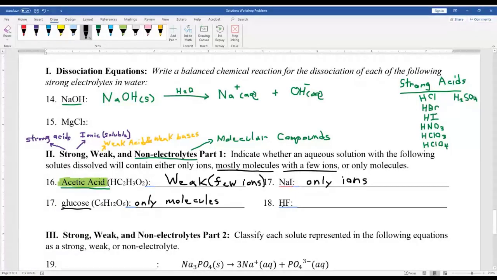What about HF? What about this guy? Should that be a weak one? Oh, very good. How did you know it was a weak electrolyte? Because it has an acidic hydrogen, but it's not one of those strong acids, right? No, it's not. So because it's an acid but not a strong acid, it has to be a weak acid, and therefore it would be a weak electrolyte. It would be mostly molecules with a few ions. Exactly, molecules with a few ions.